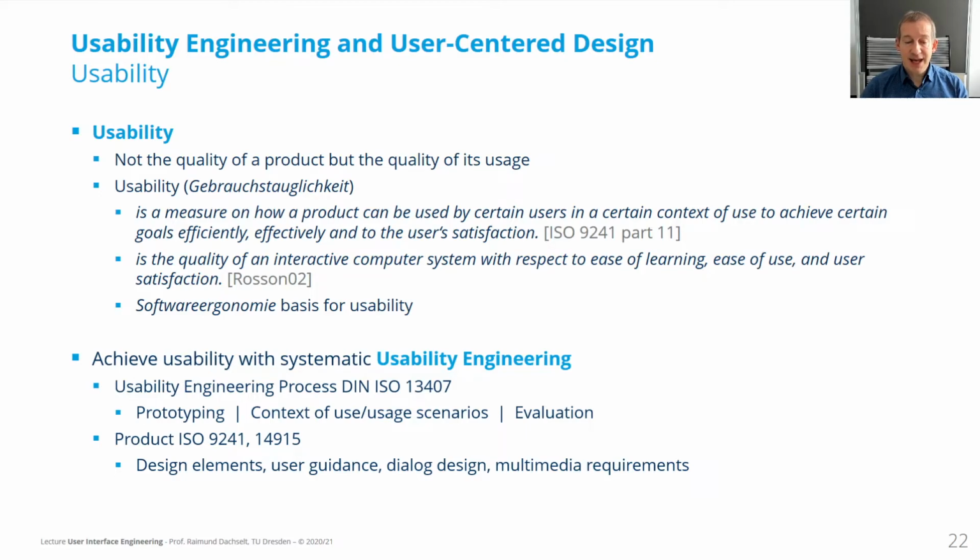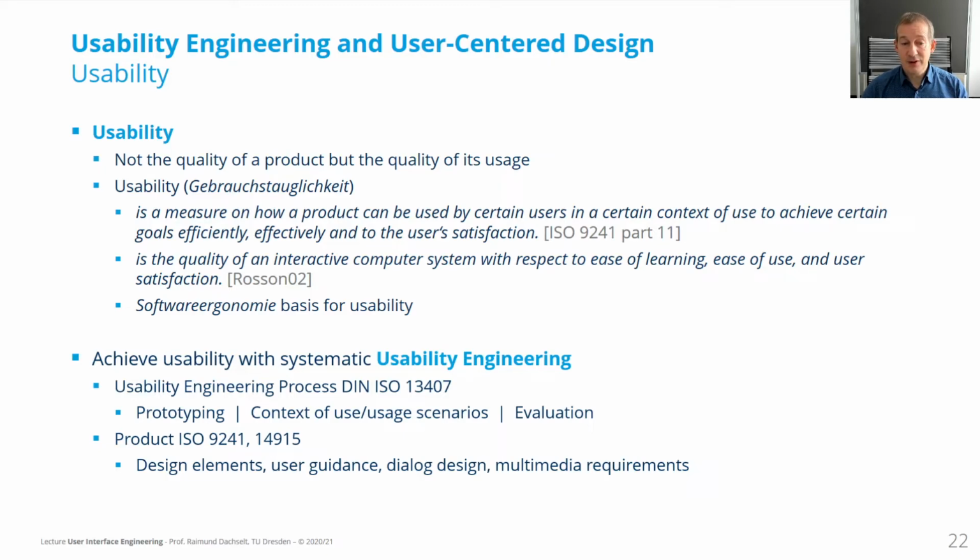Usability can be achieved with systematic usability engineering. That's what we already talked about a few times. And the usability engineering process is also defined in an ISO norm, in the 13407. So very much like what is usability at all has been defined in an ISO norm, also the process has been defined. And this includes prototyping and the context of usage scenarios, as well as evaluation.